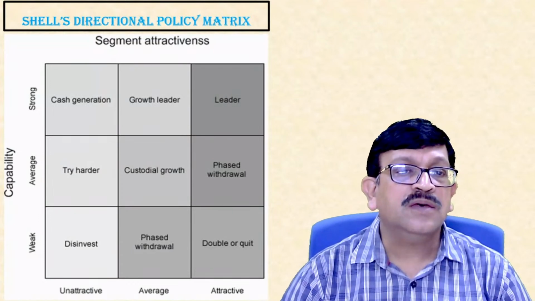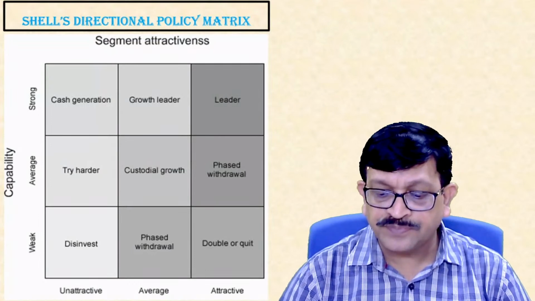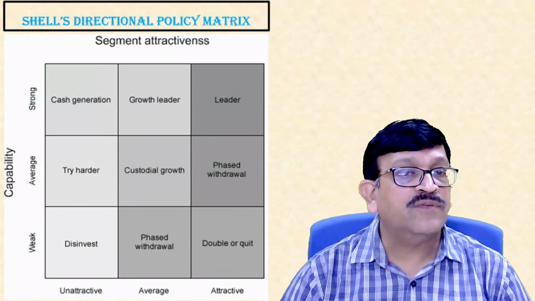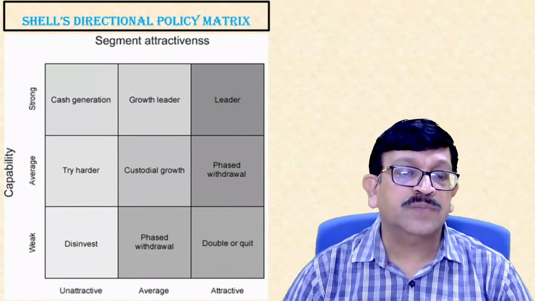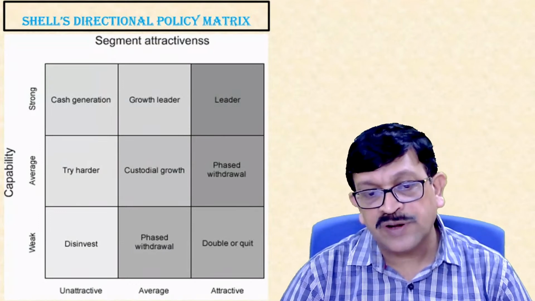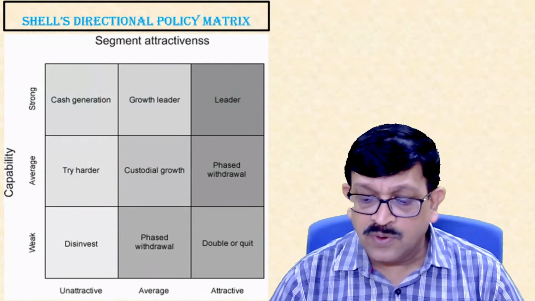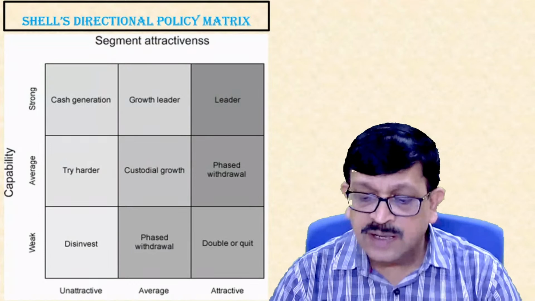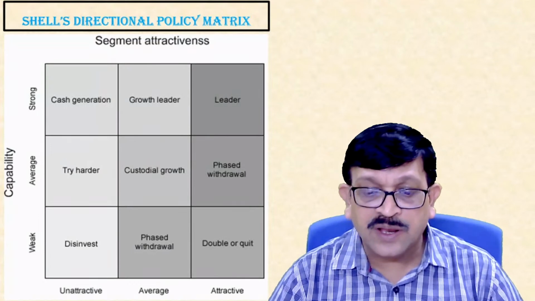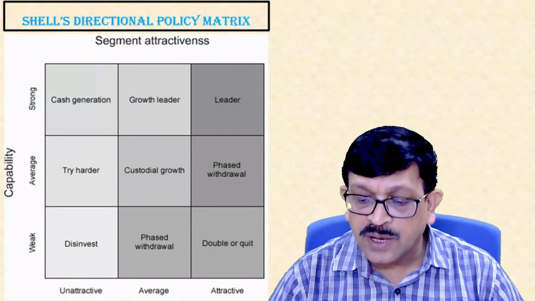As you can see here, again a 3x3 matrix, which talks in terms of the capability being weak, average, or strong, whereas you're looking at segment attractiveness being highly attractive, moderately attractive, or totally unattractive. And what we need to look at is the business trends and the market attractiveness; there are certain things we need to take into account.